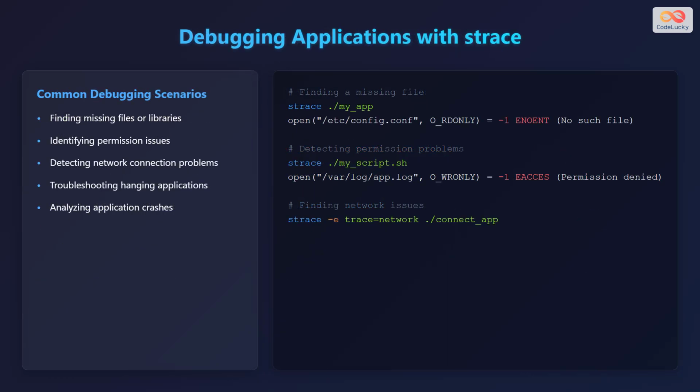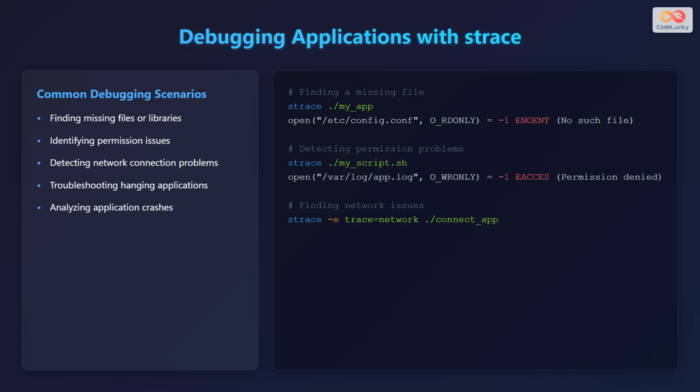Strace is invaluable for debugging applications by revealing how they interact with the system. Here are some common debugging scenarios. It can be used for finding missing files or libraries, identifying permission issues, detecting network connection problems, troubleshooting hanging applications, and analyzing application crashes. For example, if an application is failing to start, you can use strace to see if it's trying to open a file that doesn't exist. The output open("/etc/config.conf", O_RDONLY) = -1 ENOENT indicates that the file /etc/config.conf is missing.